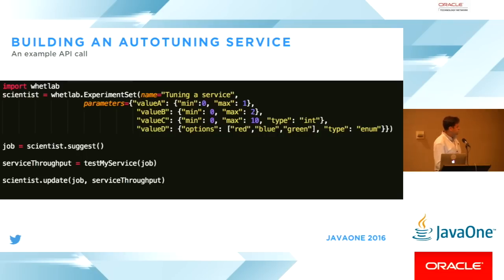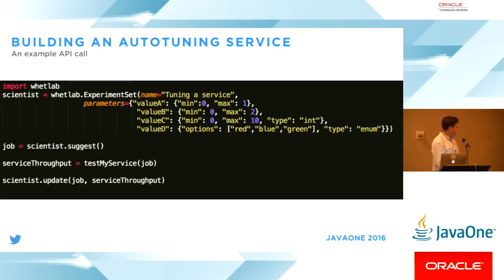And value C goes from 0 to 10, but it's an int, so we only suggest like 0, 1, 2 on to 10. And then value D is an enum type. So we've got red, blue, and green. And the difference internally is for our Bayesian optimization service, integers, we actually learn about the ordering, like how the function will change in an ordered way, whereas enums, we throw away the ordering so that we don't kind of confuse red, blue, green for 0, 1, 2.